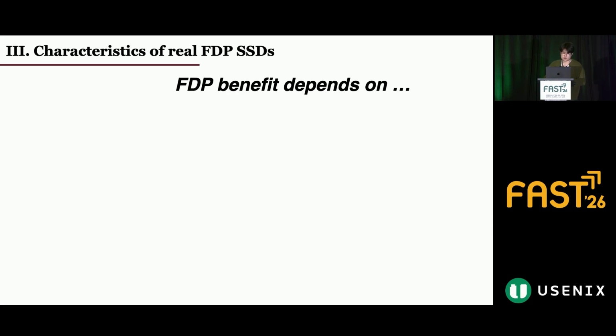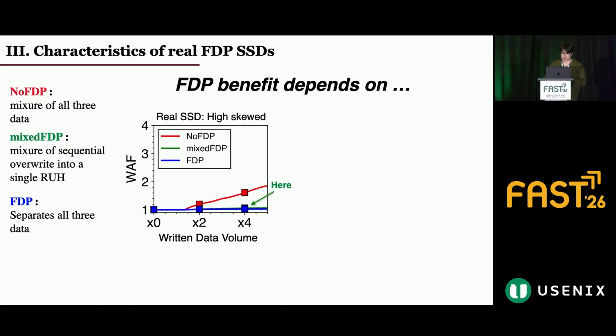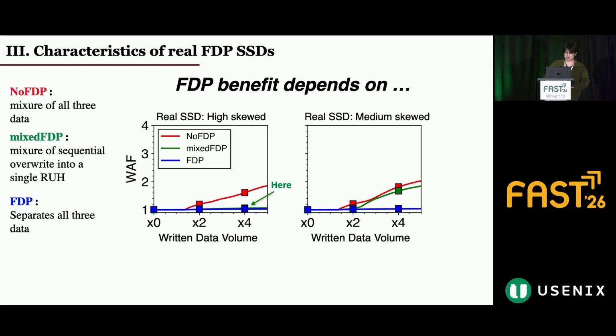The third factor is the host-side data classification. I want your attention on the green line, mixed FDP, which represents the case where the sequential and the overwrite thread share a single RUH, so it's a case of co-location rather than being fully separated. On the left, under high skew, the green mixed FDP line overlaps with the blue FDP line, meaning even imperfect classification can still achieve FDP-like benefit. But under the medium skew, mixed FDP suddenly degrades to match no FDP.